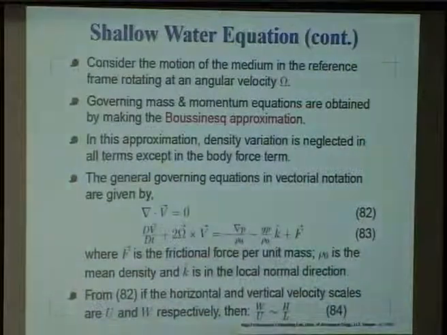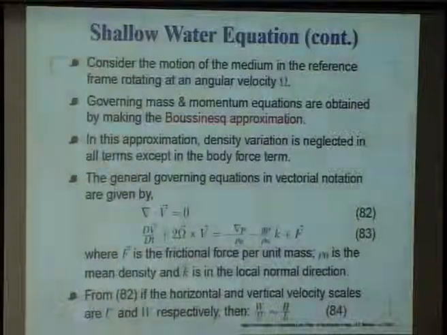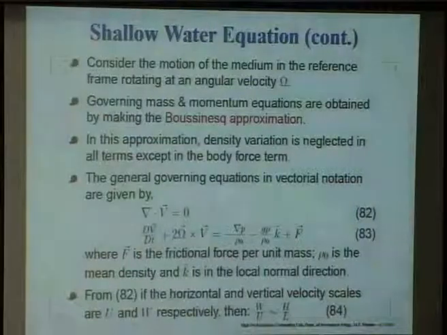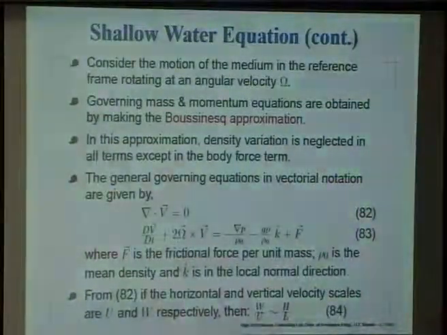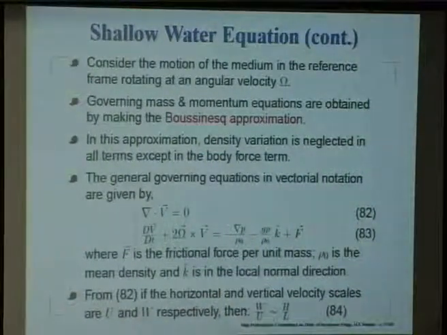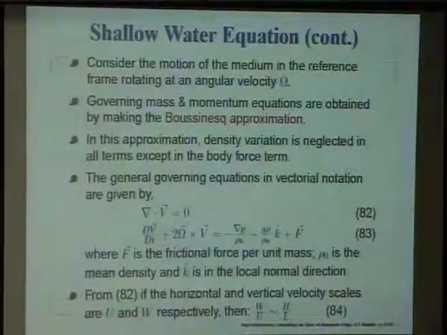And this k hat, of course, is the local normal direction, that is the direction of gravity. And if I now look at this equation, if I am talking about a globe, then I have a horizontal plane that is wrapping around the globe. So, that is your horizontal plane, whereas vertical is the normal to the surface of the earth.